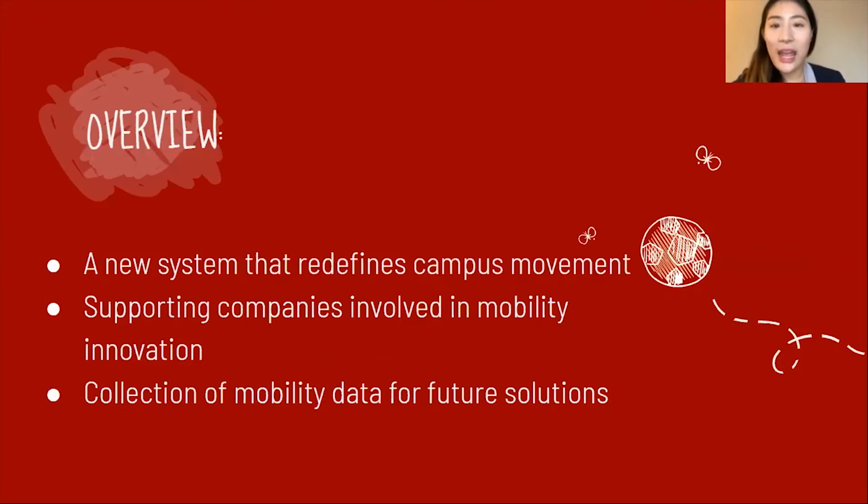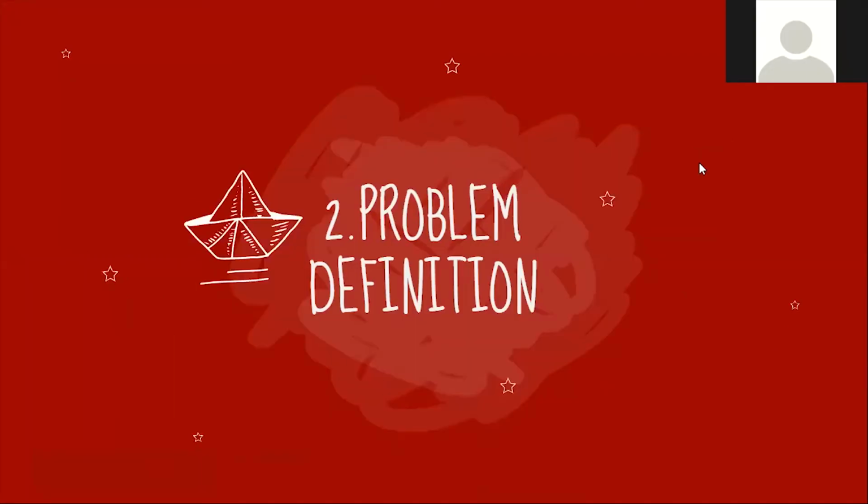Our solution aims to support companies that are innovating in the field of mobility and sustainability and to benefit campus mobility at OSU. Our presentation will outline a new system that will redefine how all members of the Ohio State community get around campus. Finally, the data collected by the Living Laboratory will be reutilized in the design for future solutions. So let's move on to the problem definition.